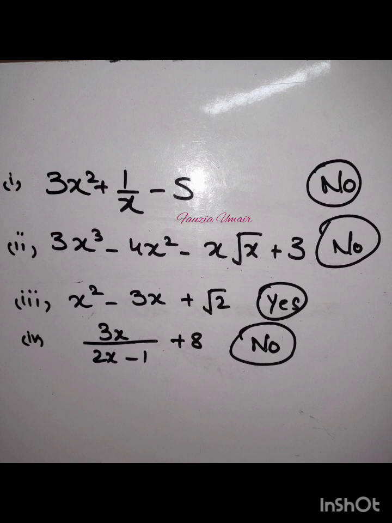Why is it not a polynomial? Because there is a square root there, and a square root has 1 by 2 power, so that is also not a polynomial. In the third example, there is a square root, but the square root does not have a variable inside, so that is a polynomial, because x square and minus 3x both have positive power. In the last example, again there is x in the denominator, so it's not a polynomial.